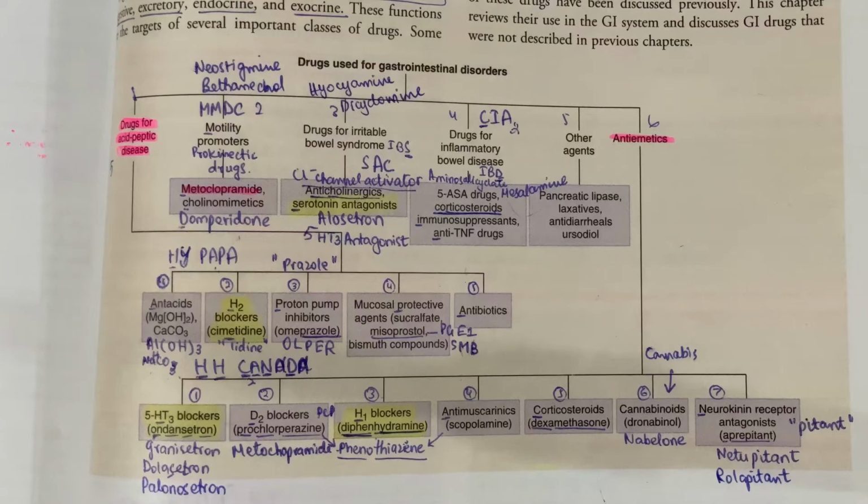Metoclopramide, cholinomimetic drugs, domperidone. The cholinomimetics include neostigmine and bethanechol.